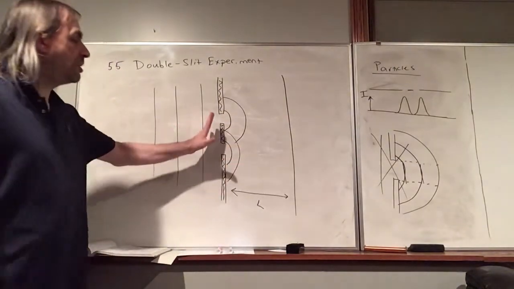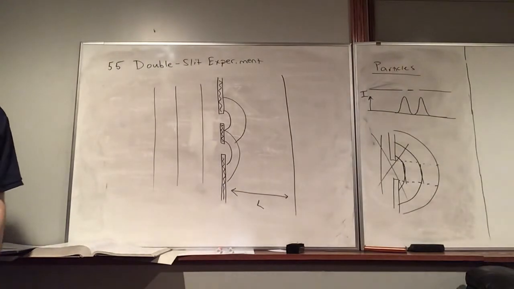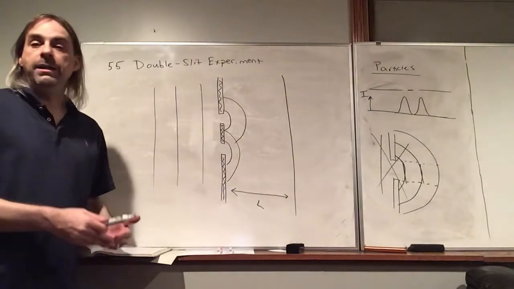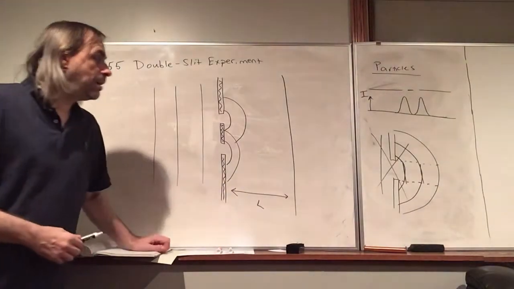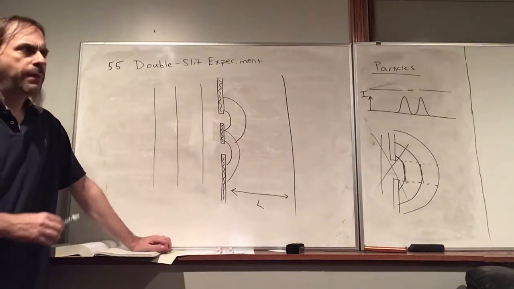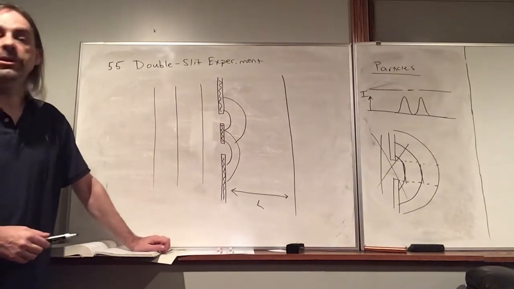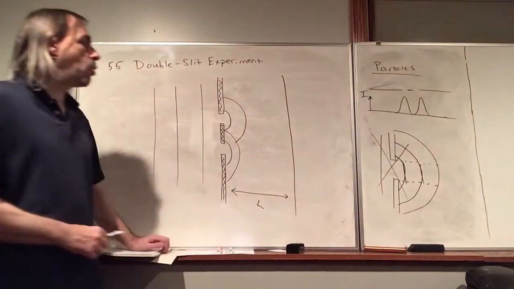And so we have these two spherical waves that are going to meet on the screen. And remember, when two waves combine, the intensity, or the amplitude of the wave, which is related to the intensity, depends on the phase between them. They can interfere constructively or destructively.